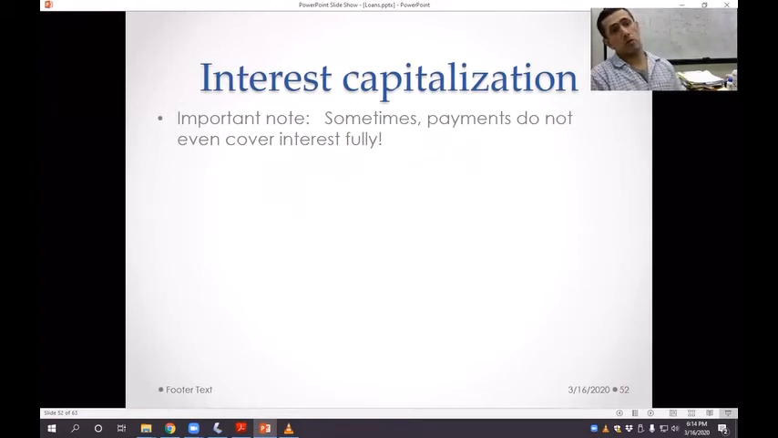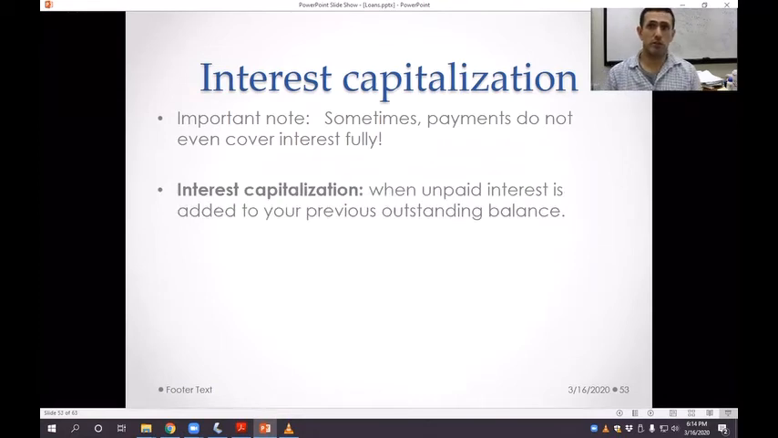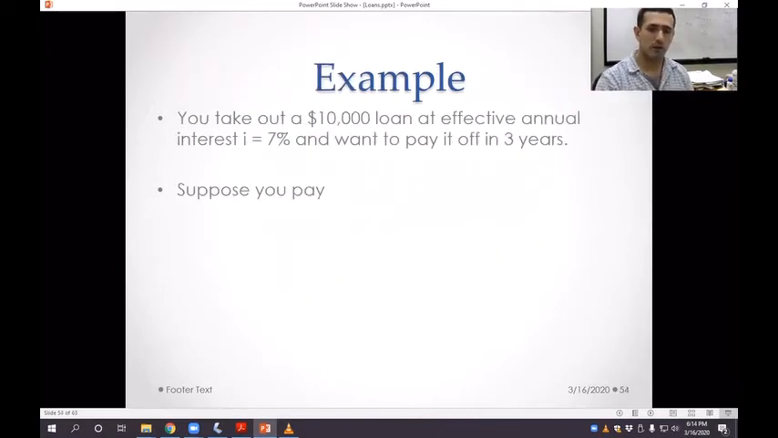Sometimes even if you're making payments towards your loan, they don't even cover interest fully. So you have interest that accrues, and it just keeps adding to your outstanding balance. That's called interest capitalization. It's when unpaid interest is added to your previous outstanding balance.